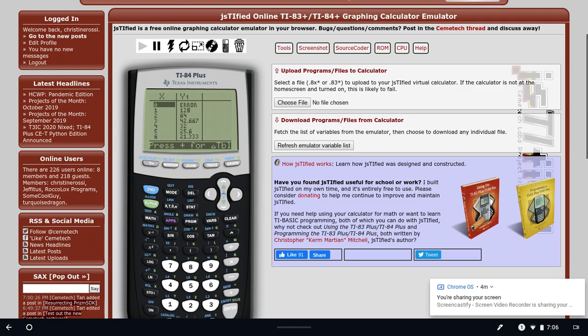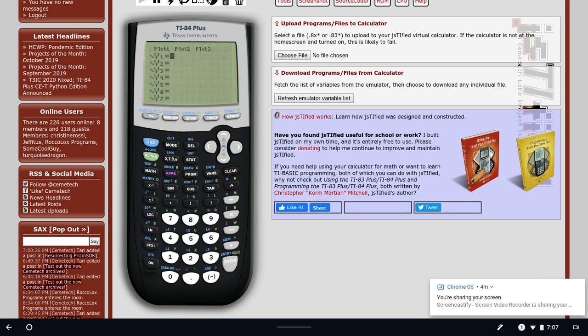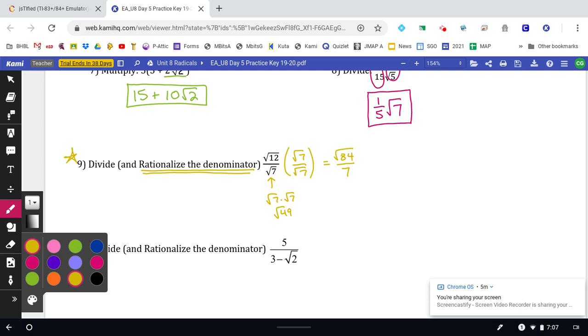So let's see, does 84 have any perfect square factors? So 84 divided by x. Let's go to our table, and I'm looking for a perfect square. The biggest one I seem to see is 4 times 21. Yep, that's what I'm going to go with. So this is going to be the square root of 4 times the square root of 21. And the square root of 4 is 2. So 2 radical 21 over 7.